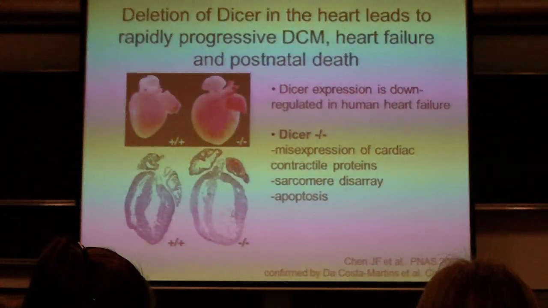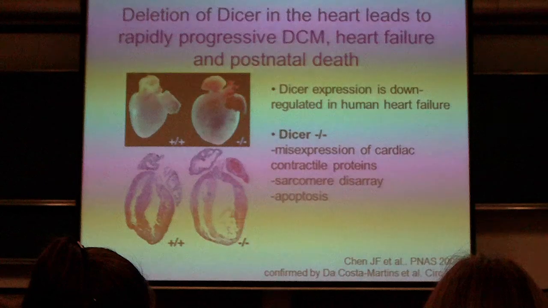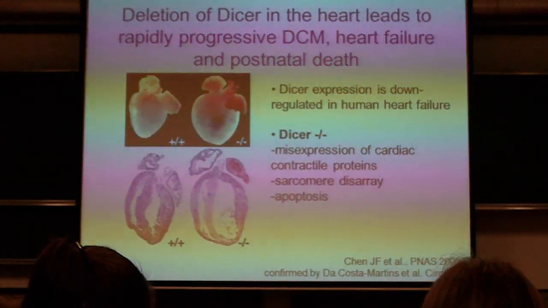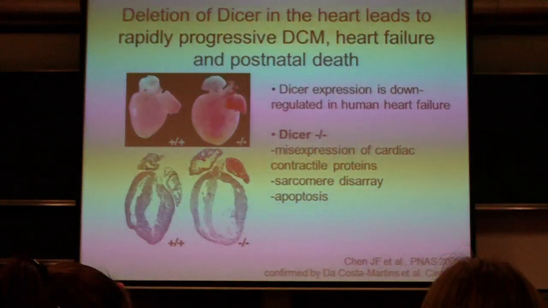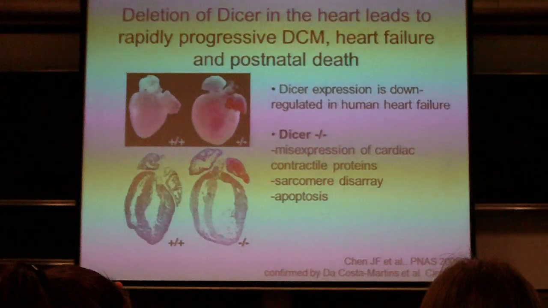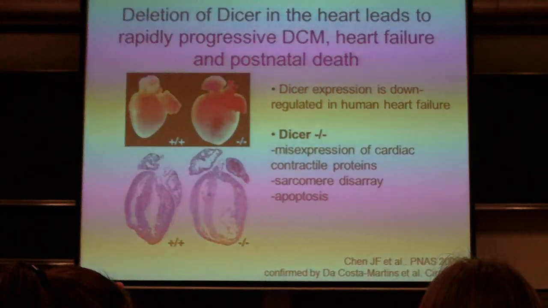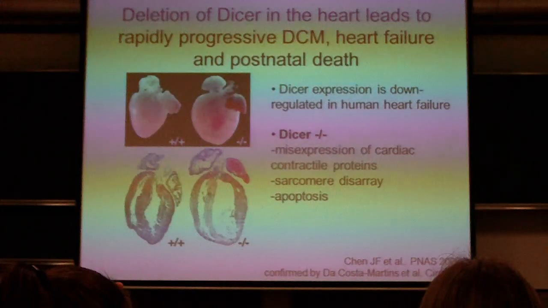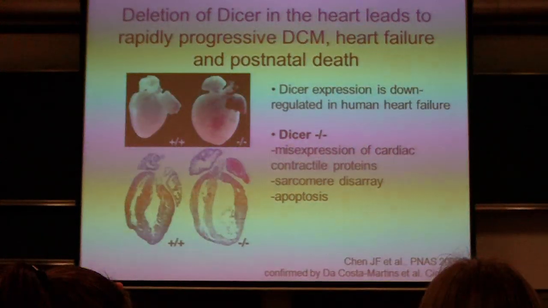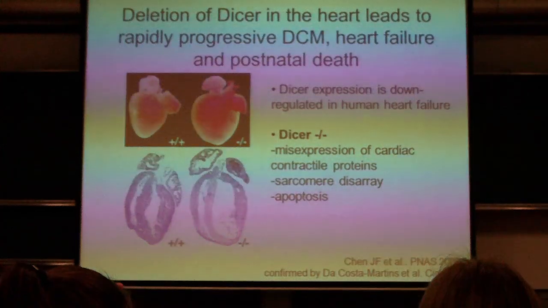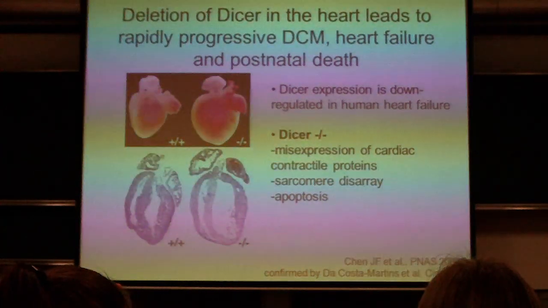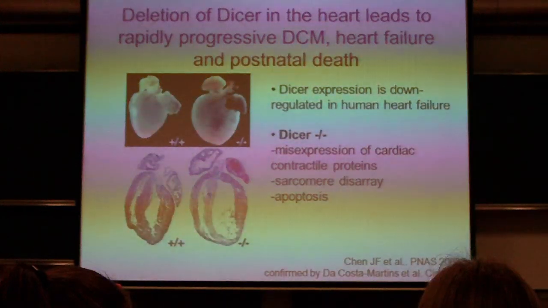So as I said before, the deletion of DICE on the heart leads to rapidly progressive dilated cardiomyopathy, heart failure, and postnatal death. And that is by the misexpression of cardiac contractile proteins, the sarcomere disarray, and apoptosis that is seen in these hearts when DICE is knocked out. And this was actually published by Paula Costa Martens and another group. Paula Costa Martens is part of the cardiology department in Maastricht. So you can see that in Maastricht we are not that bad at doing microRNA research.